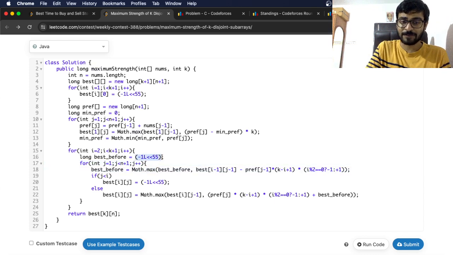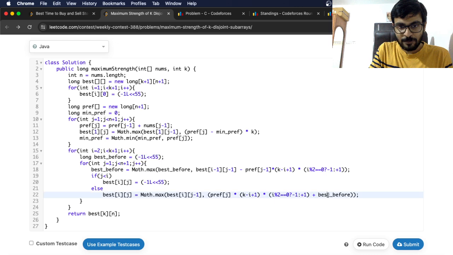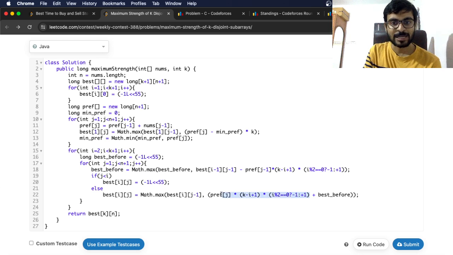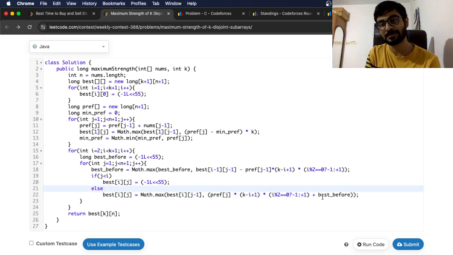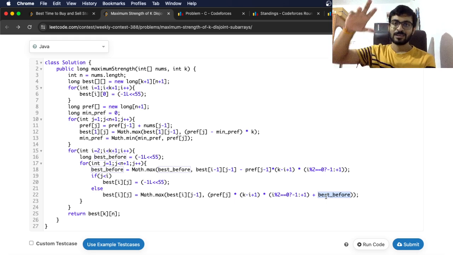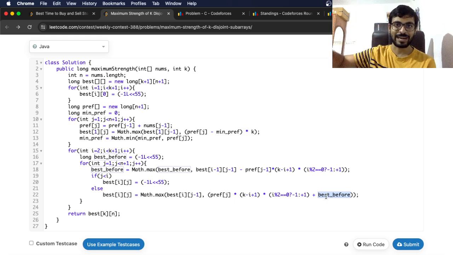That is how I've chosen this, but I've not chosen the long dot min value. Why? Because in best before, let's say you have this particular value, and that is the minimum long value. Now to that, if you add this particular thing, and let's say this thing is also coming out to be negative, let's say this is -1, so -1 into something also becomes minus, so minus something plus the long minimum value will throw you into the positive side. That will be the bad thing.